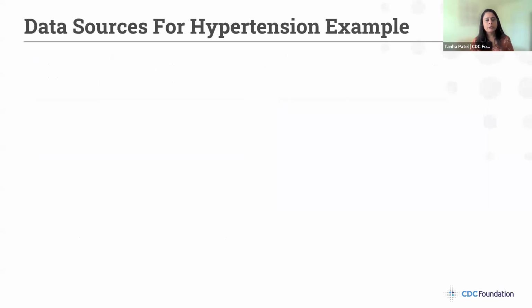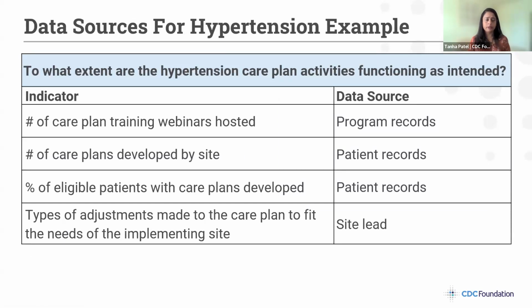So thinking about our hypertension example, let's see what data sources we may be able to use for the first set of indicators, which are answering the question of whether the care plan activities are functioning as intended. So for the first indicator, number of care plan training webinars hosted, this could easily be identified by looking back at the program records in the PQC. You probably are already collecting this information and tracking who's attending the webinars, how many webinars are being done. The next indicator that's... That's two indicators, actually.